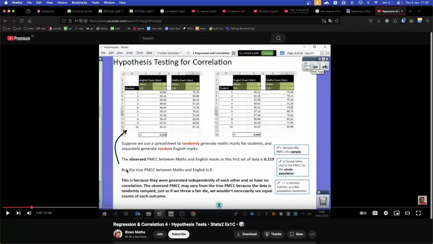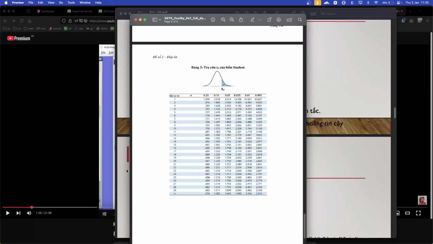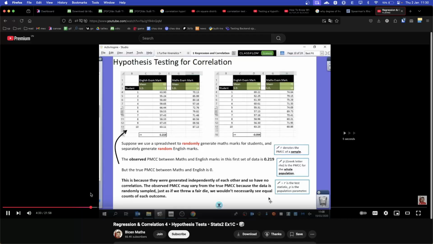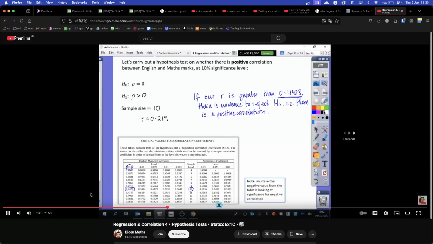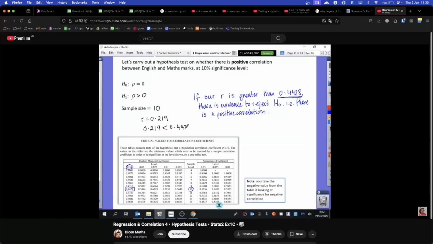R is 0.219. The critical value from the table with 8 degrees of freedom and significance level 0.10 would give us 0.4428. But it's smaller. So I'm going to say that 0.219 is less than 0.4428. So there is not enough evidence.